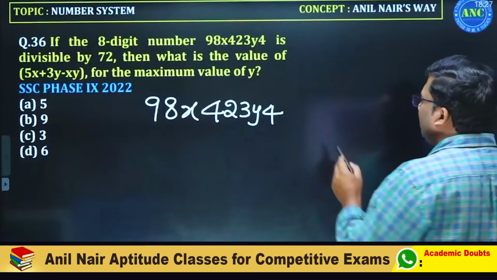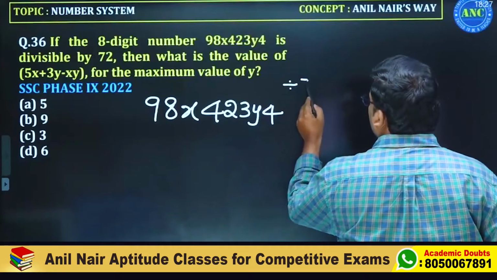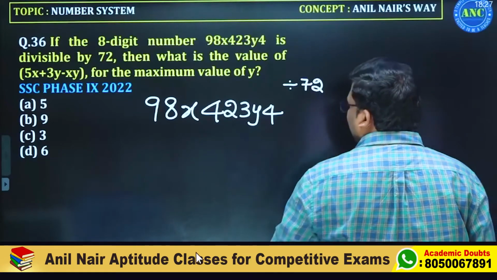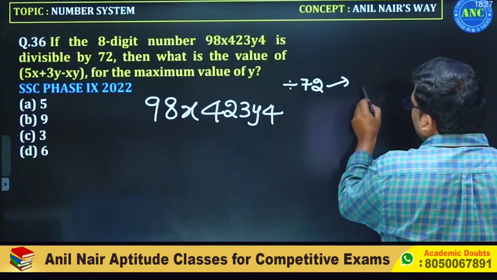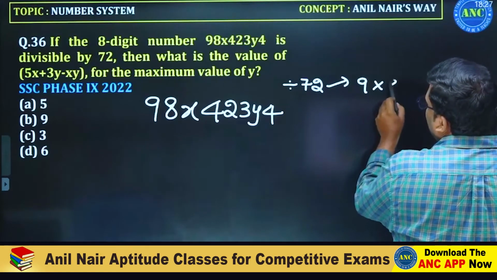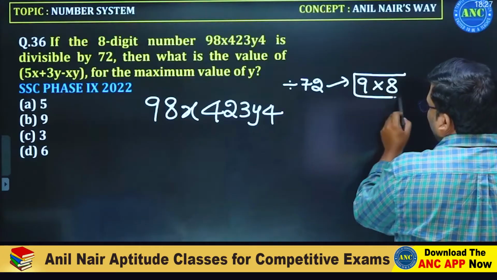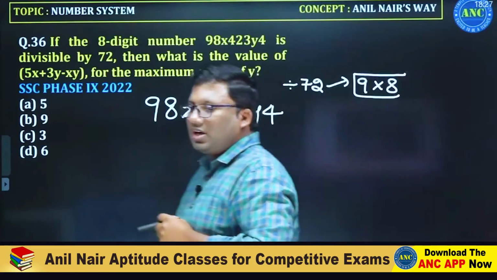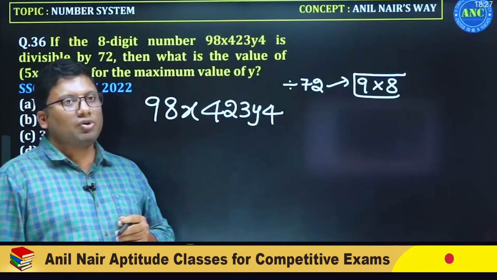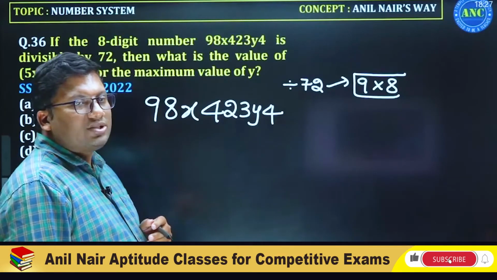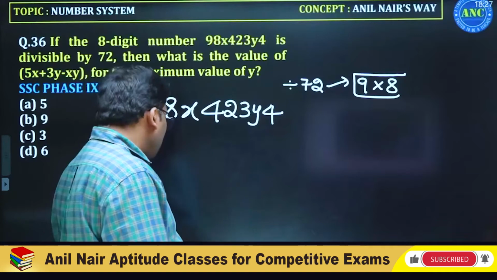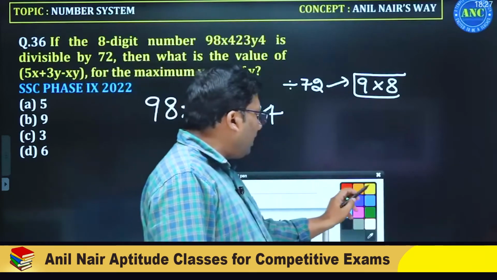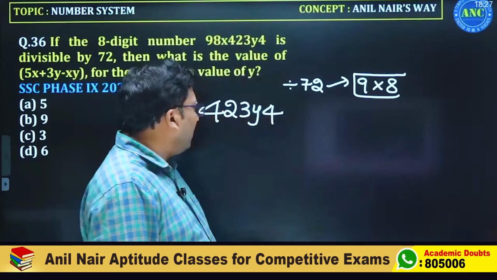98x423y4. This number is divisible by 72. 72 is a composite number, so we need to use the concept of product of two coprimes. That means the number should be divisible by 9 and it should be divisible by 8.